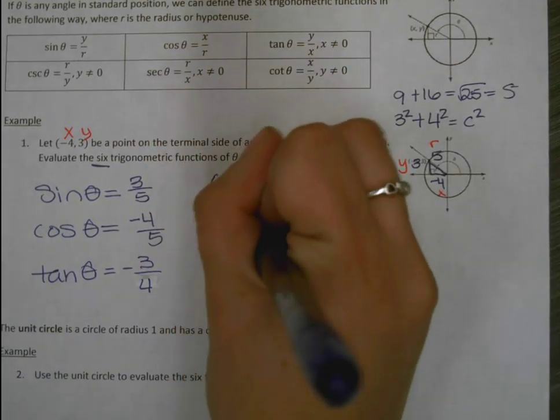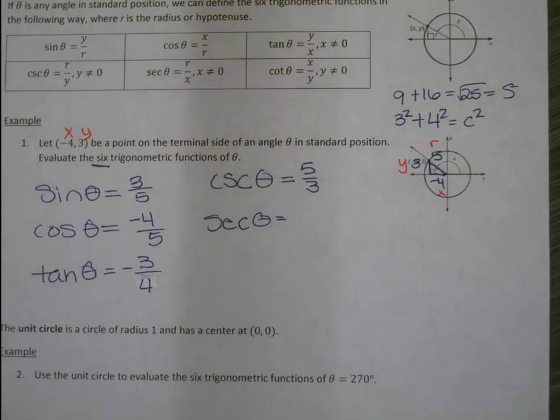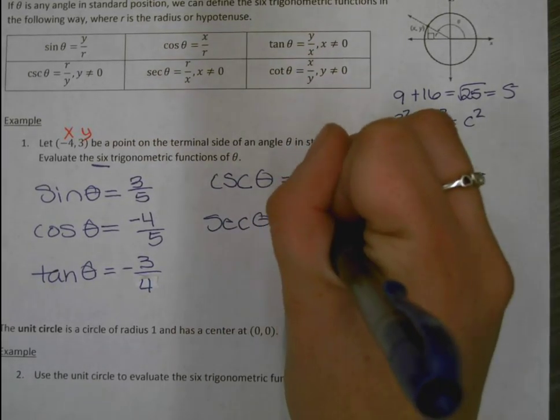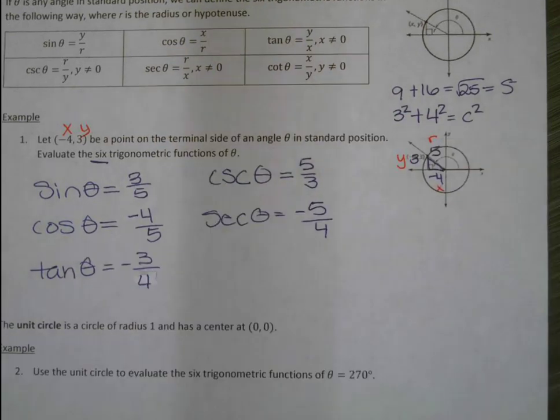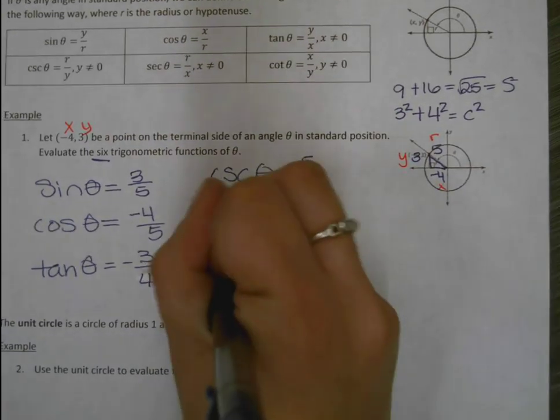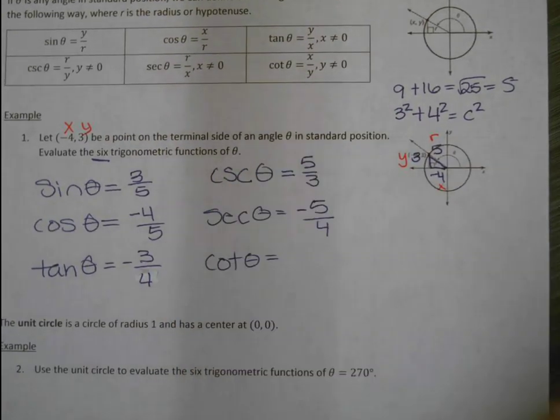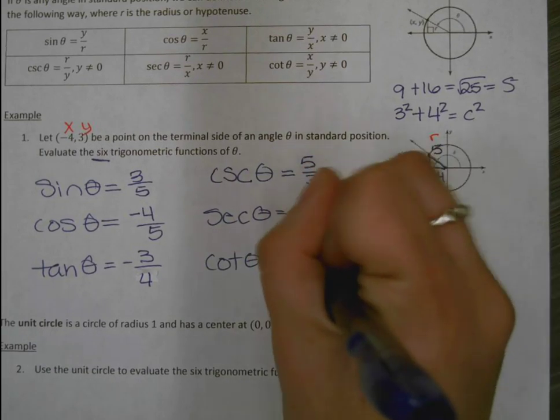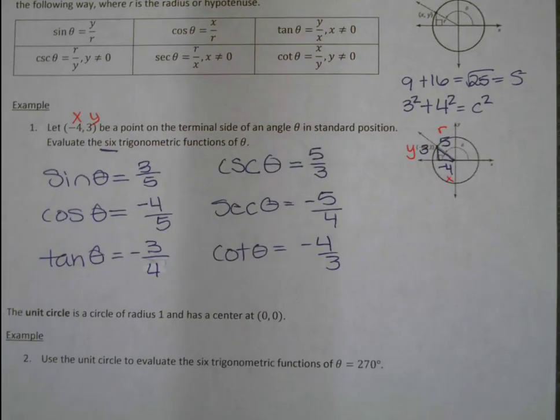Secant turns into... So I'm just going to move the negative out front. And cotangent turns into... Yep. So questions on number 1.